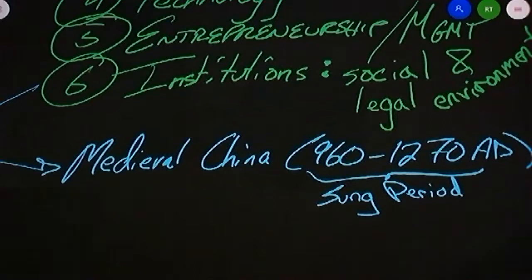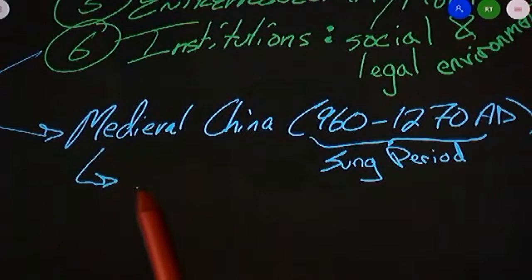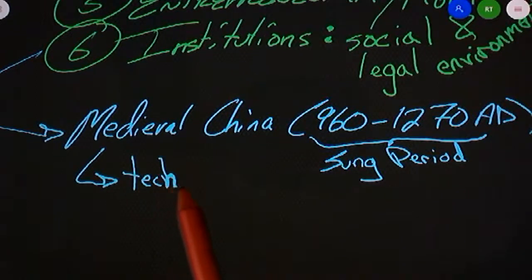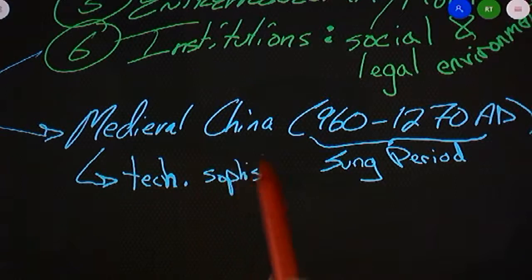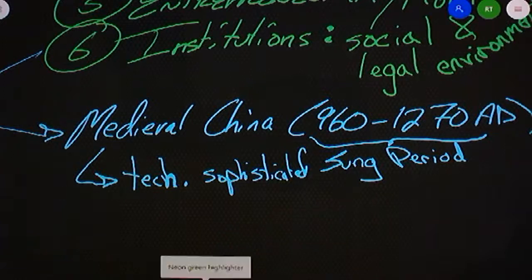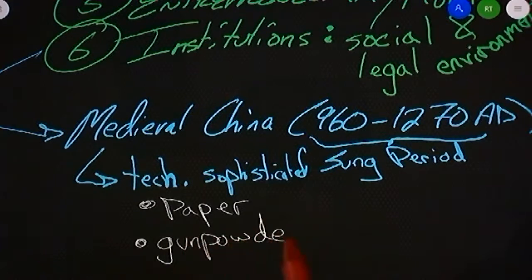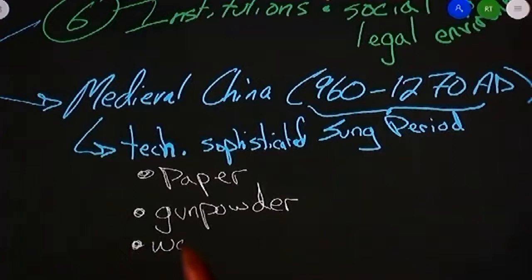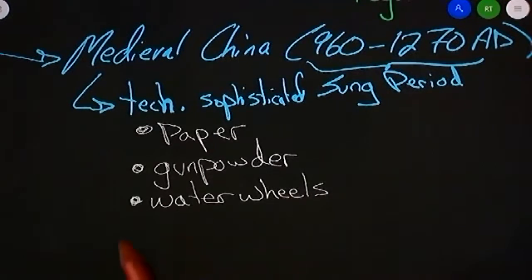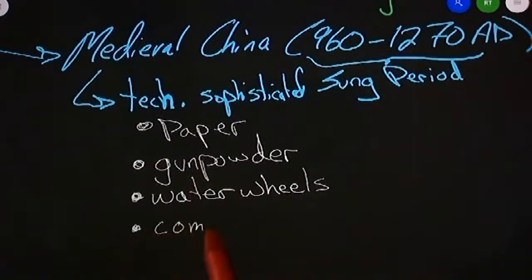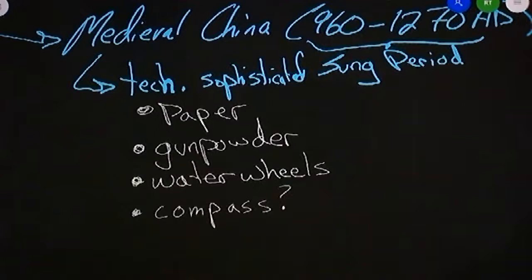And they were incredibly sophisticated technologically. How so? Well, they had paper, they had gunpowder, they had fireworks, they had water wheels, they were able to harness the power of the rivers that go by. And there are some different accounts that they may even have had a working version of a compass. So they had this great, amazing technological system.